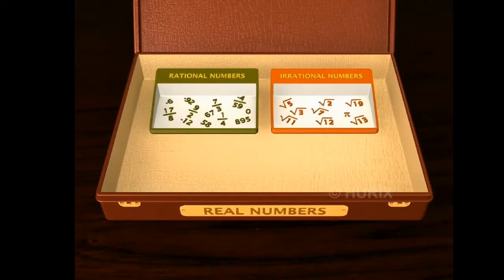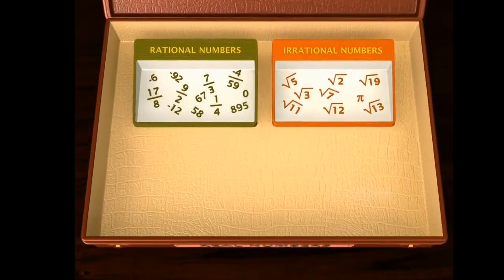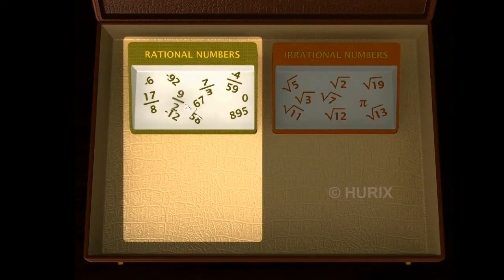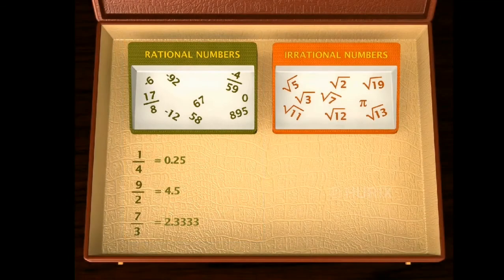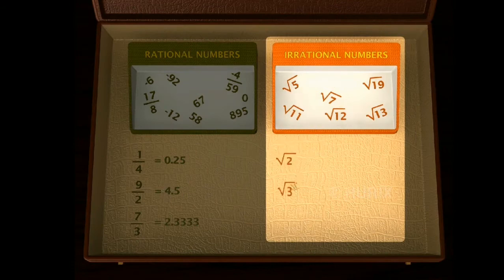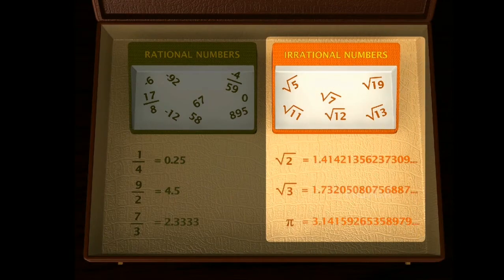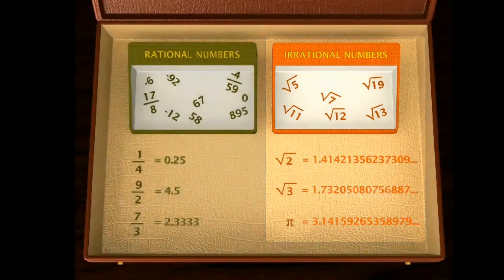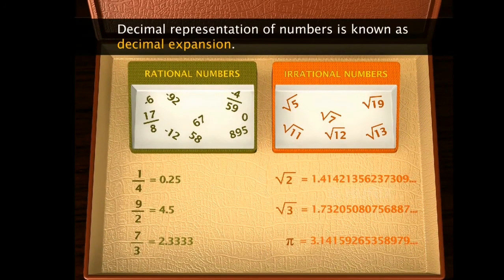Rational and irrational numbers. We can represent rational numbers in the decimal form. Irrational numbers can also be represented in the decimal form. The decimal representation of numbers is known as decimal expansion. Let's learn more about the decimal expansion of real numbers.